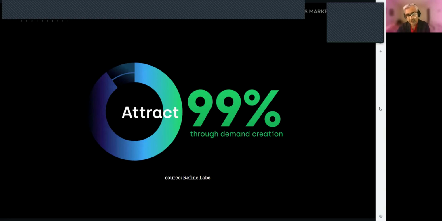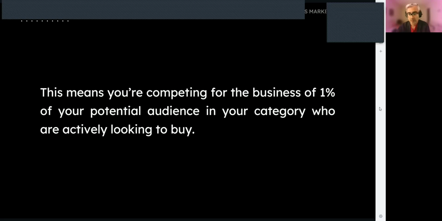The saying goes that only 1% of your target audience in your category are actively looking to purchase from you or from similar products as yours, within your category. So what about the 99%? This is why you need to create demand. And remember that you're not the only product on the market in your category, right? You're all going, with your competitors, after these 1%.